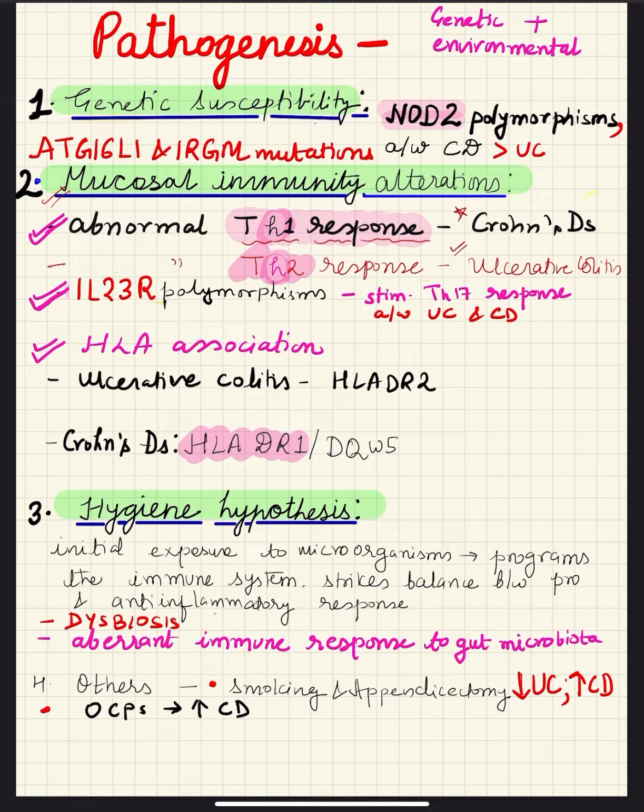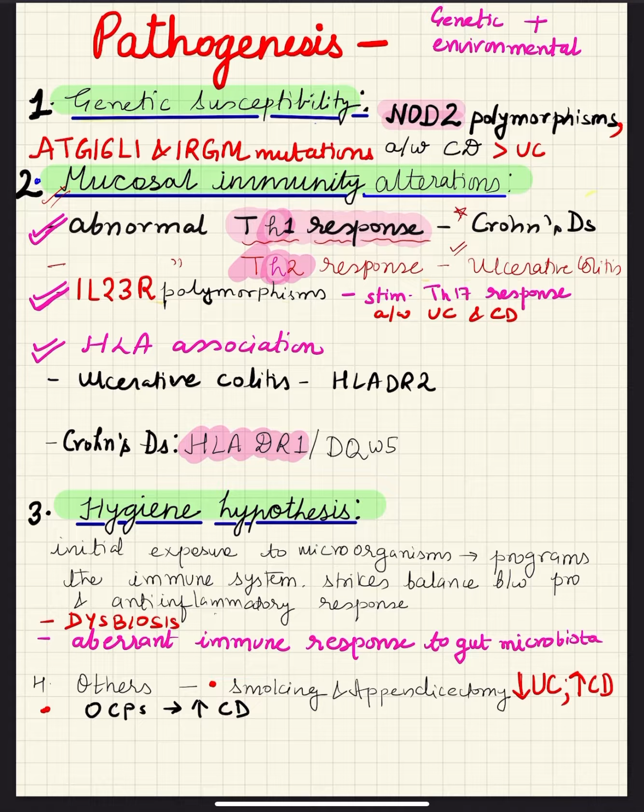So when it is mutated, then the mucosal immune response becomes defective against the bacteria, and sometimes it can exaggerate the mucosal immune response. That results in chronic infection and inflammation in the gut, leading to inflammatory bowel disease. NOD2 polymorphisms are seen more with Crohn's disease than ulcerative colitis.